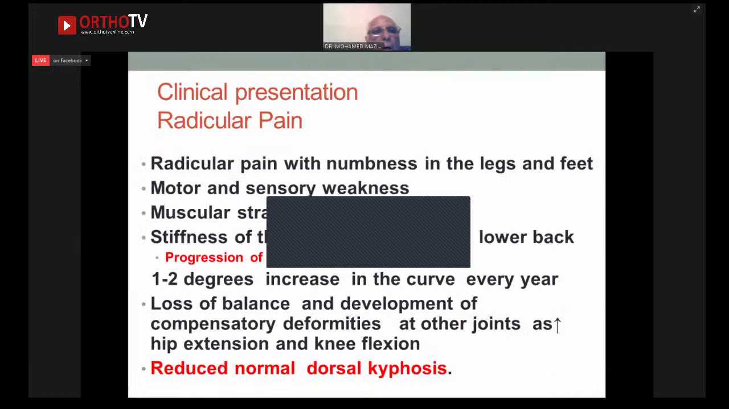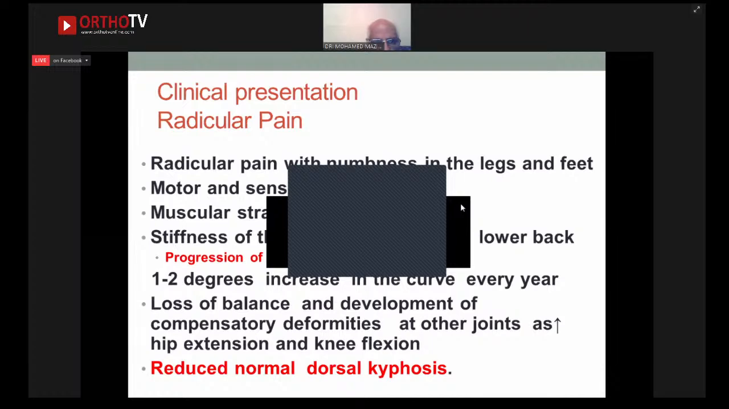With this back pain, you have radicular pain, because the root is entrapped, and radicular pain in association with back pain. Motor weakness, muscular stiffness, and the curve will increase by 1 to 2 degrees every year.